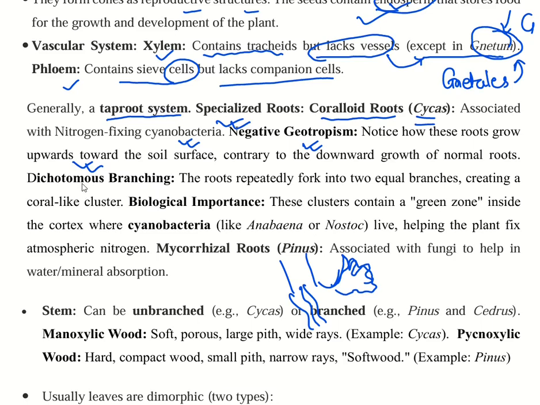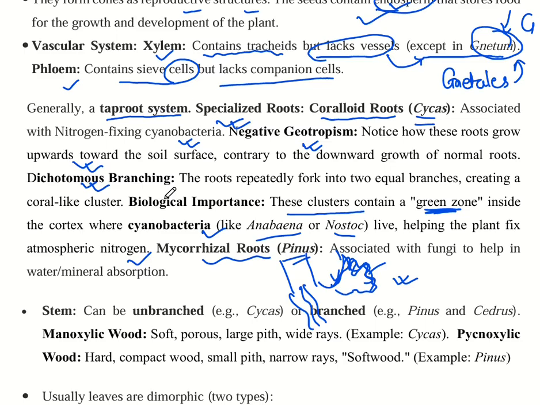Likewise, another interesting thing is that it has dichotomous branching. The roots repeatedly fork into two equal branches, creating a coral-like structure. And an important thing is that these clusters contain a green zone inside the cortex, where cyanobacteria like Anabaena or Nostoc live, which helps the plant in fixing atmospheric nitrogen. And the next one is the mycorrhizal roots, found in Pinus, which are associated with fungi to help in water and mineral absorption.